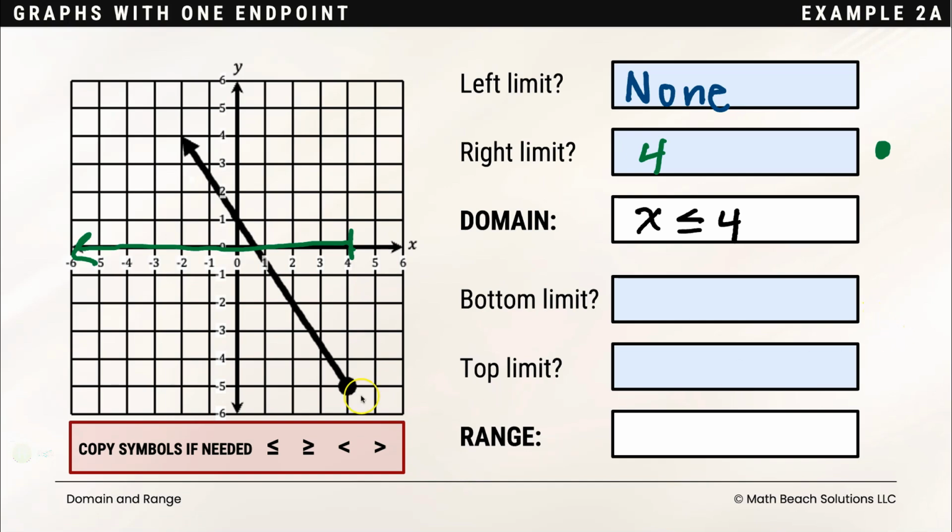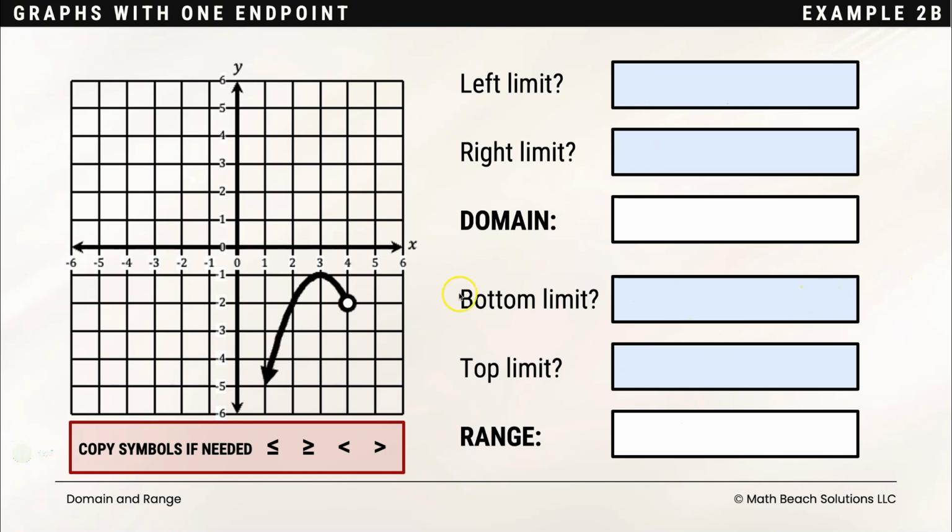Now let's do the range. Is there a bottom limit? There is. Our lower limit is -5 for the range. There's a closed dot at that point. Is there an upper limit? No, this arrow indicates that it's going to be headed up indefinitely, so none. If we examine our range values, we see that they are all going to be greater than or equal to -5. So y is greater than or equal to -5 because there is a closed dot.